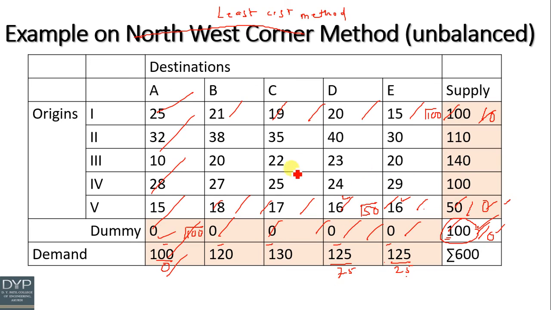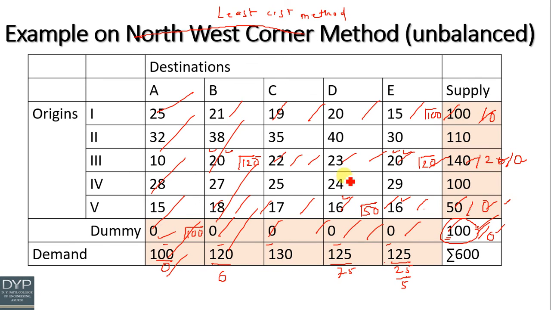Now the next, again there is 20. So it's a tie between this 20 and this 20. Here I will be able to assign only 25 units, but in this cost cell I will be able to assign 120 units. So I will be choosing 120. So this demand is exhausted and here 20 are remaining. So I will again be assigning these 20 units to this. So still there is 5 remaining over here, and now this row is fulfilled.